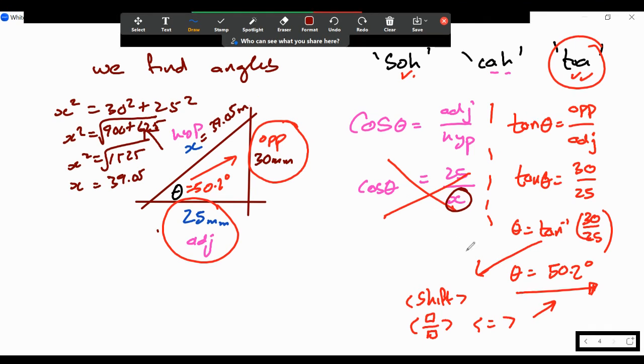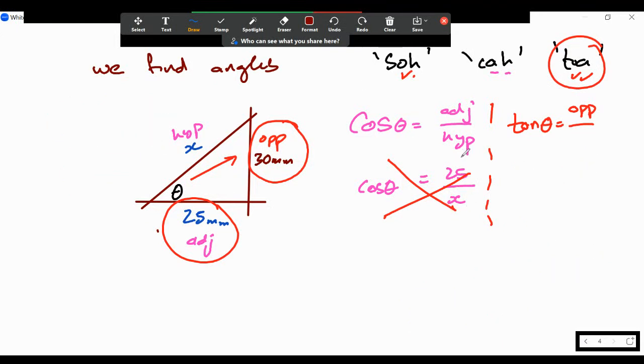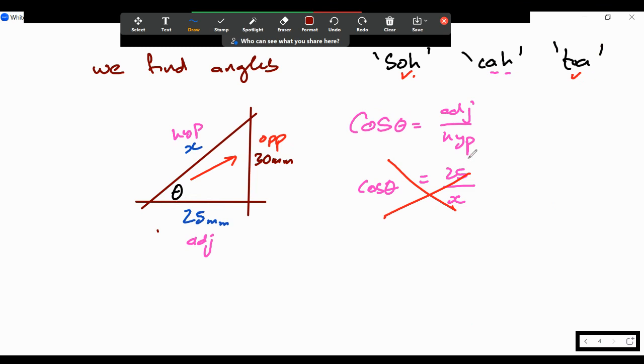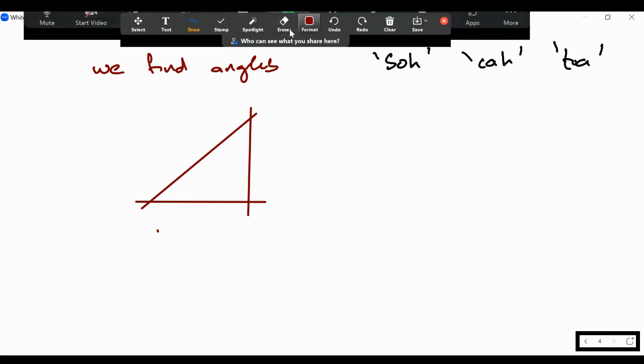Let's change it up again. We're finding missing angles. What happens if I'm given another two sides? What you've learned from this is that you have to know both sides. You can't be given one unknown side. You have to have two known sides to find the angle.